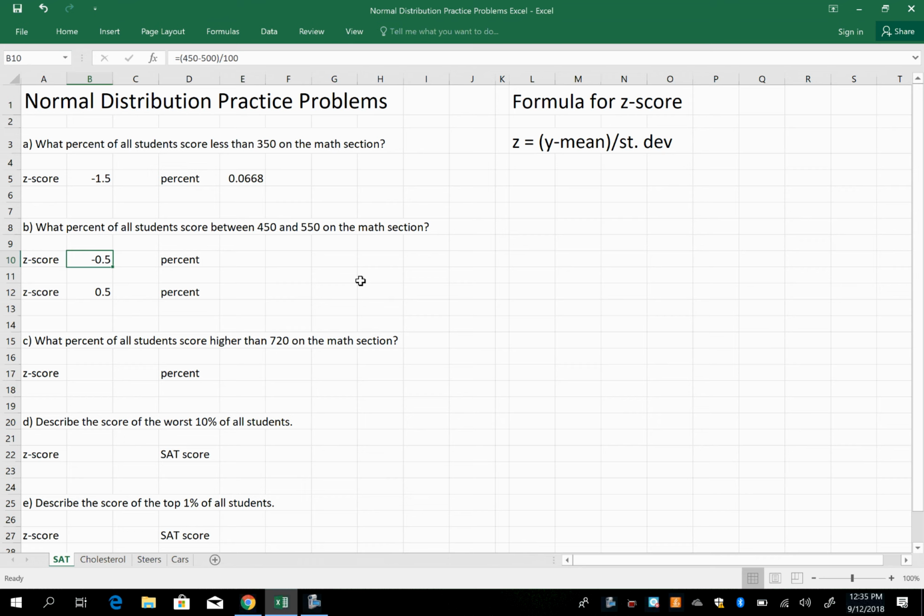Remember, that's the mean from our model. You're going to use 500 every time a question talks about this normal model. They're telling us that we can expect this distribution to be normally distributed with a mean of 500 and a standard deviation of 100. Remember, each section on the SAT is out of 800.